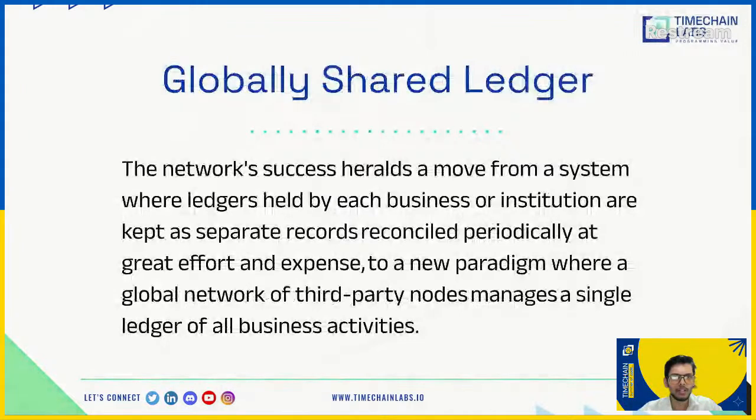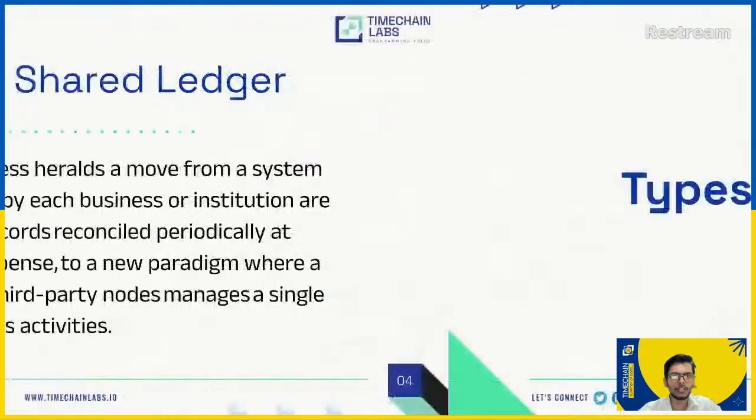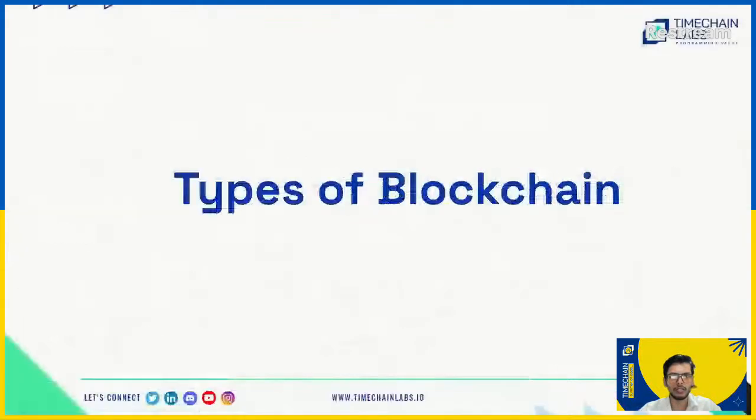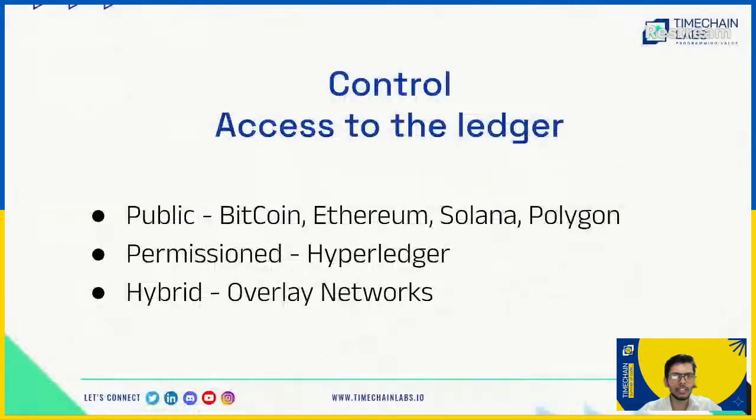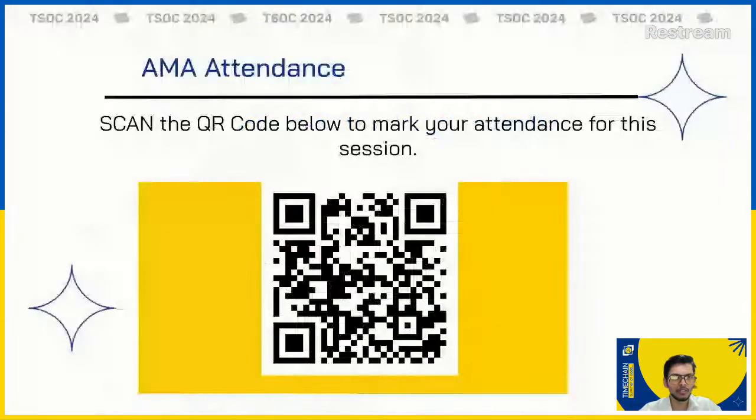This concept of the globally shared ledger is what we are going to achieve together in the course of this journey. There are different types of blockchain that you need to know from a theoretical standpoint. There are public blockchains like Bitcoin, Ethereum, Solana, Polygon, and many others. There are permissioned blockchains like Hyperledger. There are hybrid blockchains that are now coming into the picture, which can do permissioned blockchains with the benefit of public blockchains as well. In Bitcoin, by Bitcoin I mean BSV, we do it as overlay networks on the Bitcoin protocol. It is done in different ways in different blockchains.